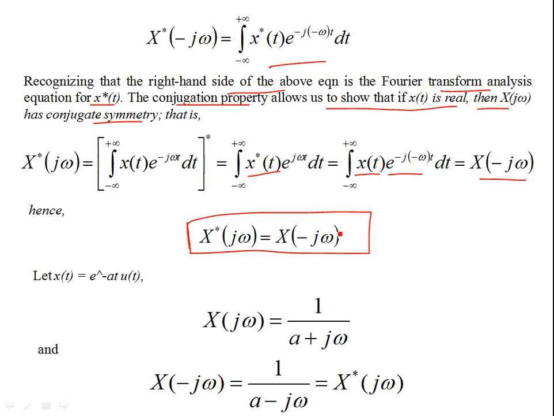The Fourier transform of a real signal is conjugate symmetric. To understand this, let's take a unilateral signal x(t), which exists for t greater than 0. It's an exponential signal, and it has a Fourier transform of 1 over a plus j omega. If you take the conjugate of that, the quantity becomes 1 over a minus j omega, which is also X star of j omega. So these two quantities are the same.